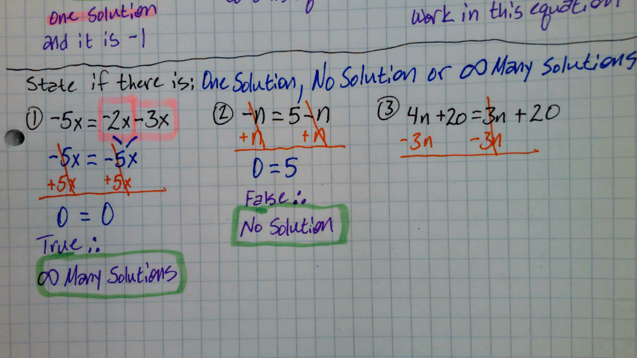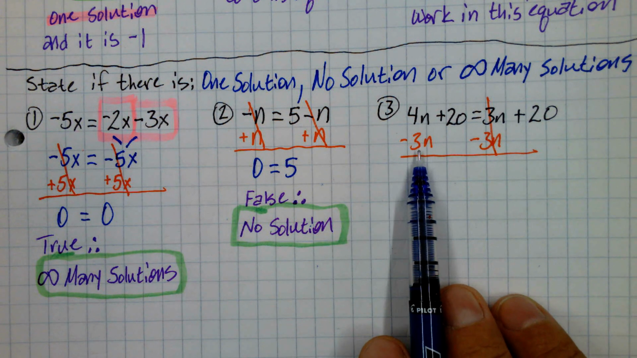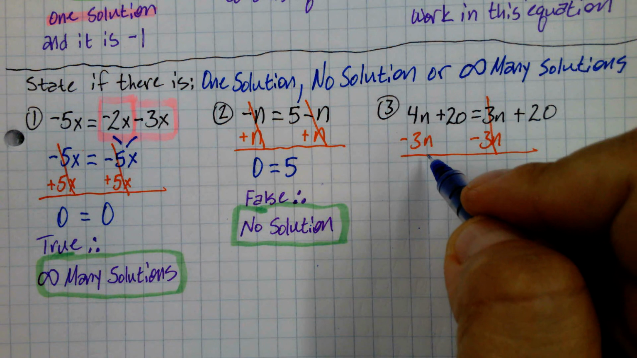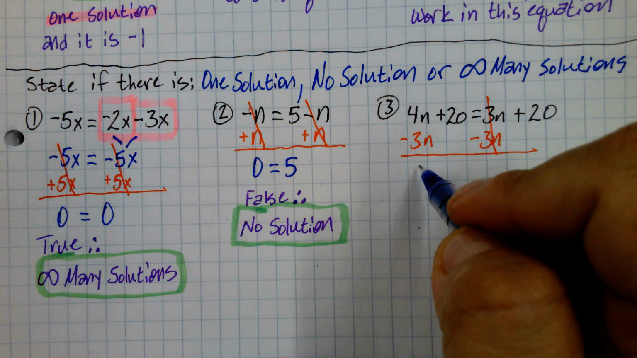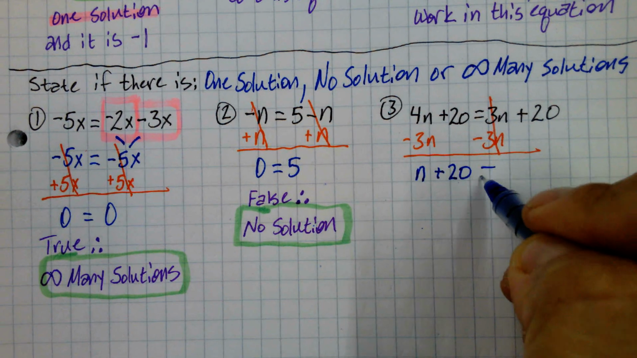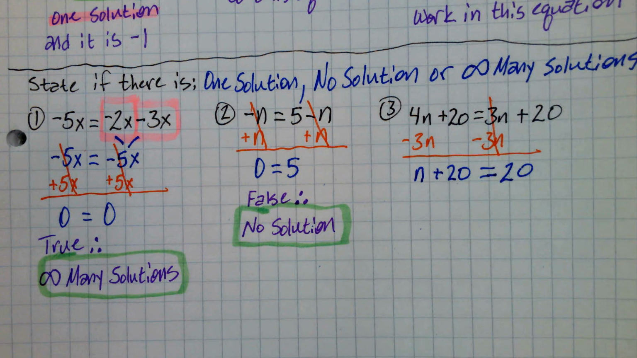Okay. So now, let's see what that gives us. 4n take away 3n. 1n. Is it okay if I write 1n as just n? I could do that. So I get n plus 20 equals 20. So at this point, can we just determine if it's one solution, no solutions, or infinitely many? What do you think?